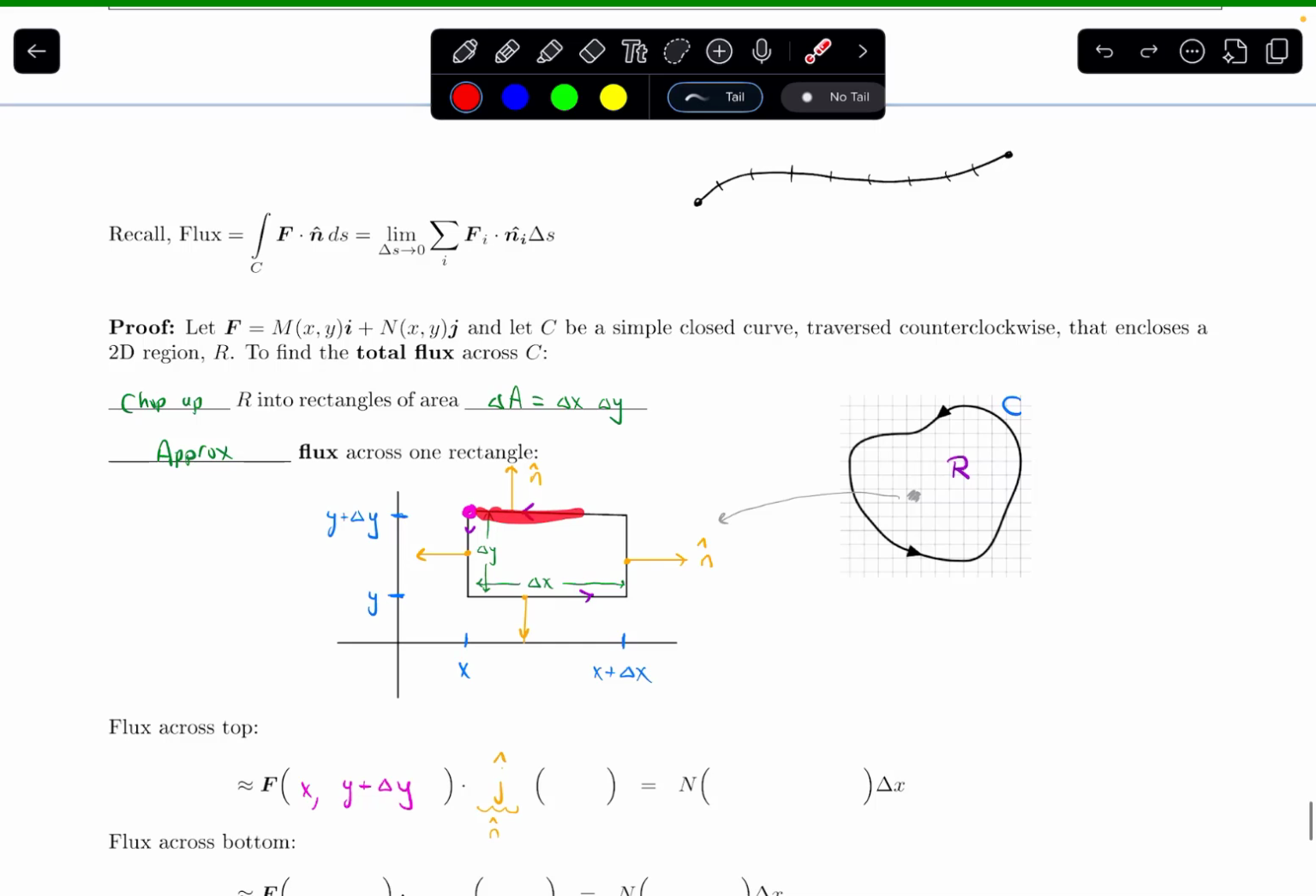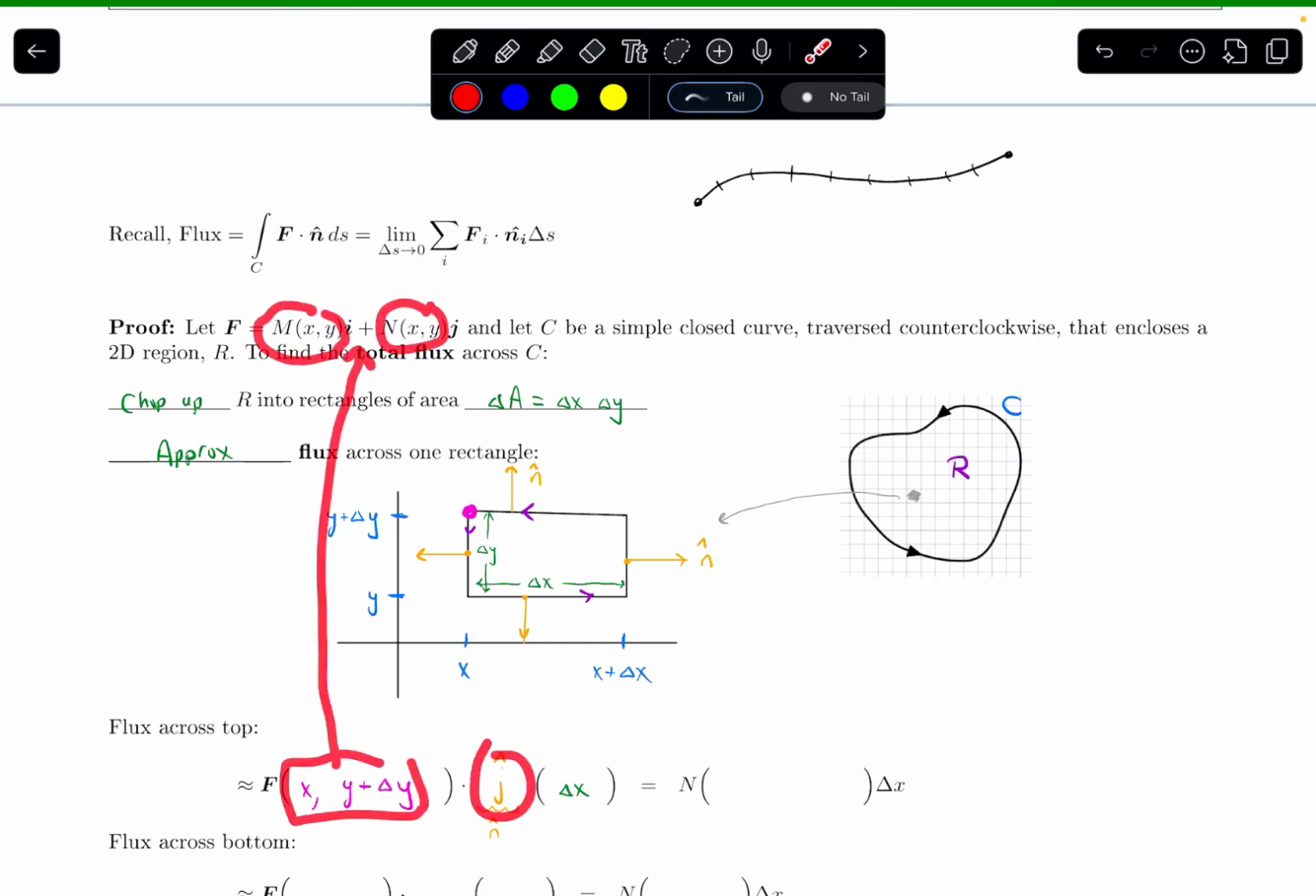And the length of this, well, that's just delta x. That is just delta x. Okay, so next up, I have to take this dot product. So the vector field, for that, I just take this point and plug it into my vector field. So it's going to get plugged into both of these components.